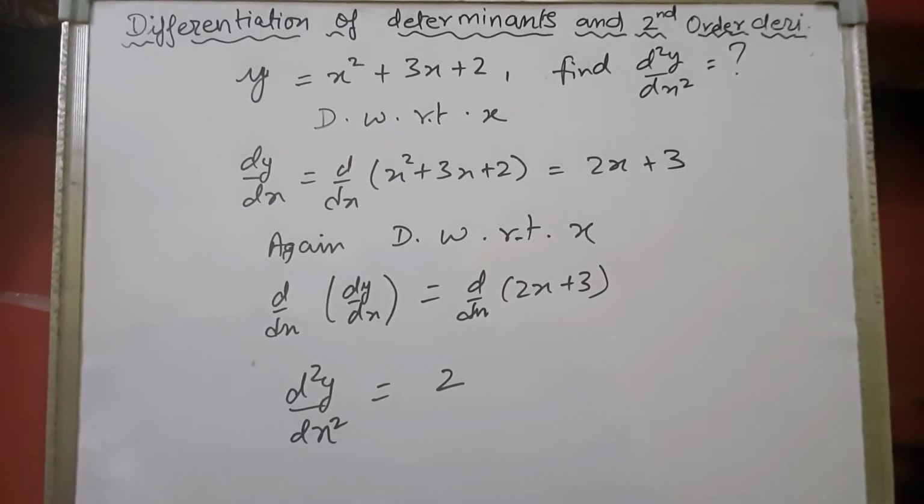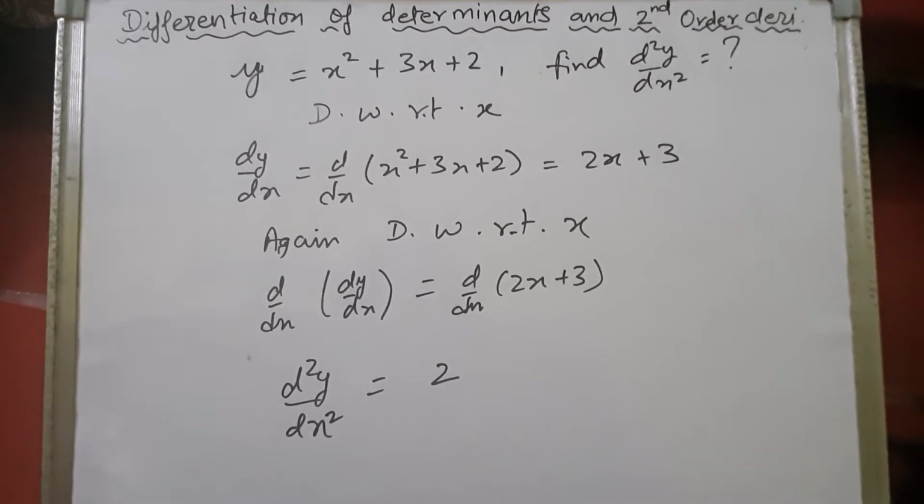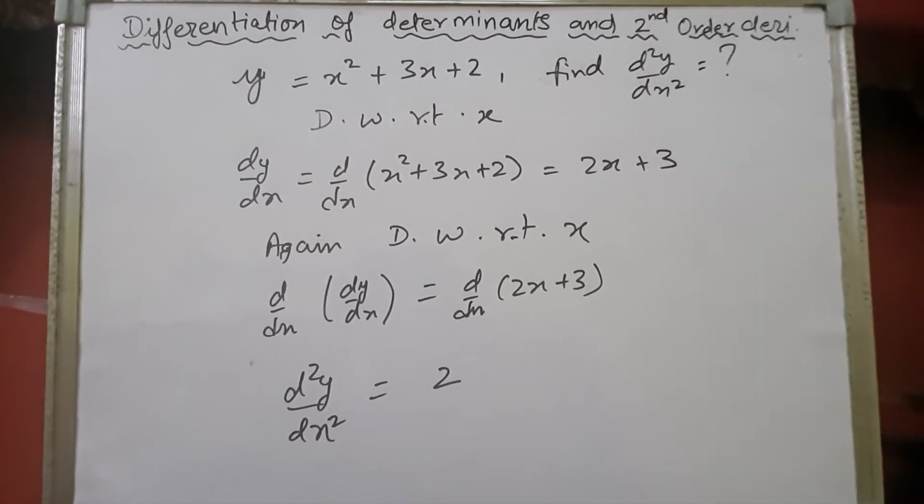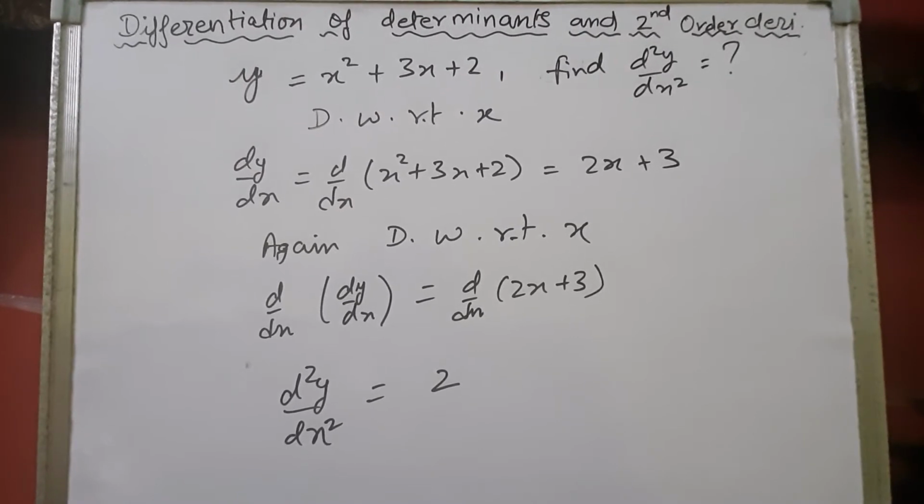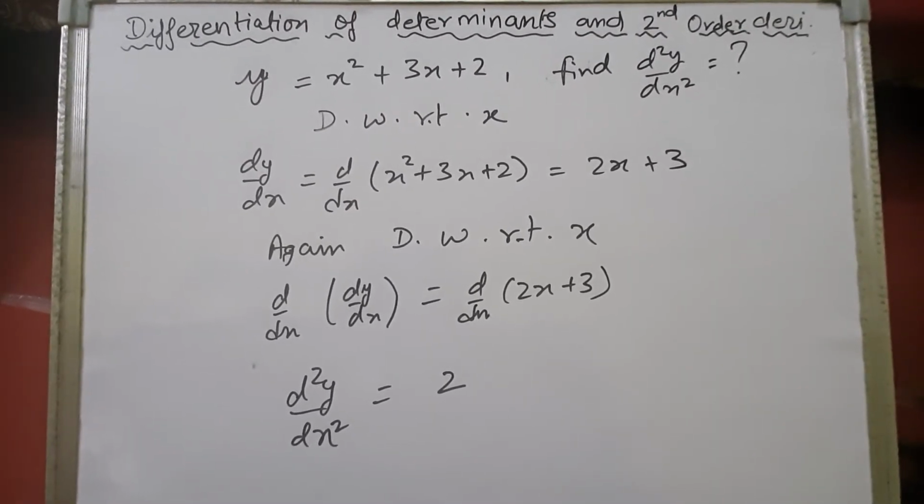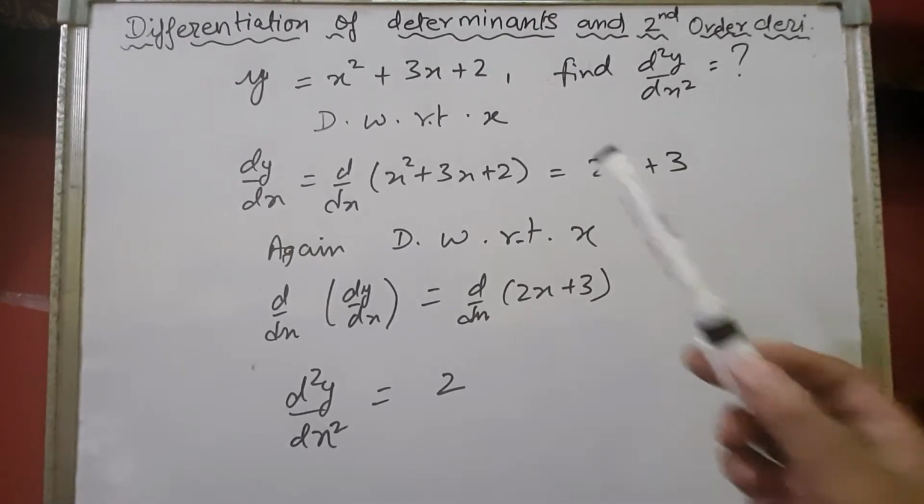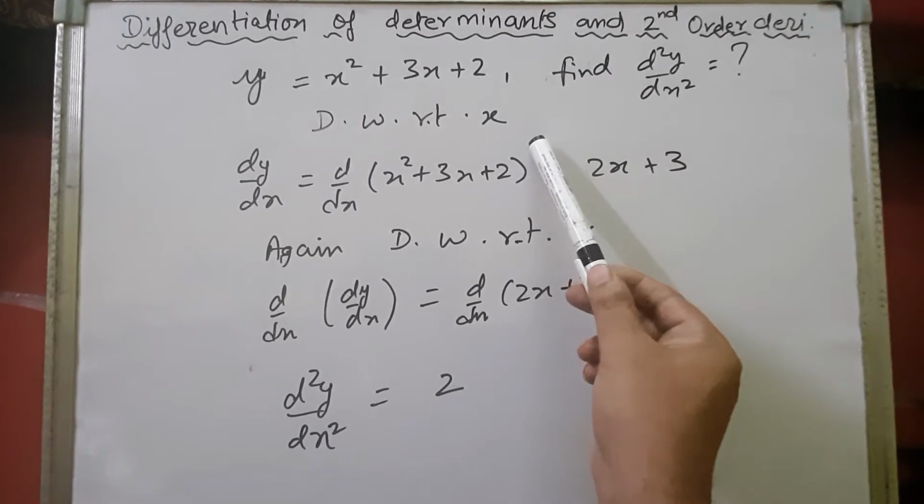Now the function is given as y equals x squared plus 3x plus 2. We have to differentiate this and find d2y by dx2. That means we have to calculate the second order derivative of the given function. Let's calculate. We'll differentiate the function with respect to x.